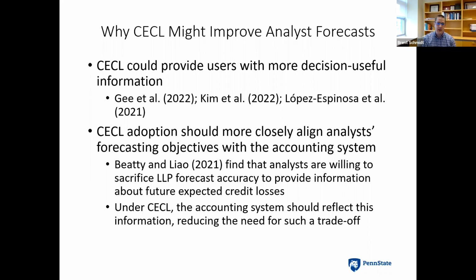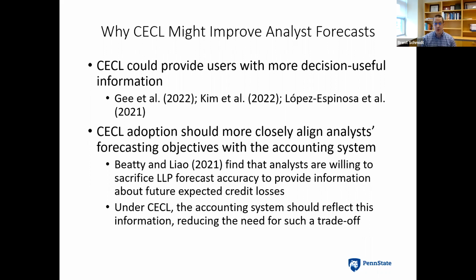So one of the takeaways of that paper is that they find that under the incurred loss model, analysts were providing information about future expected credit losses above and beyond what the accounting system was reflecting. And in fact, analysts were willing to trade off their forecast accuracy in order to provide that forward-looking information that wasn't coming from the accounting system, right?